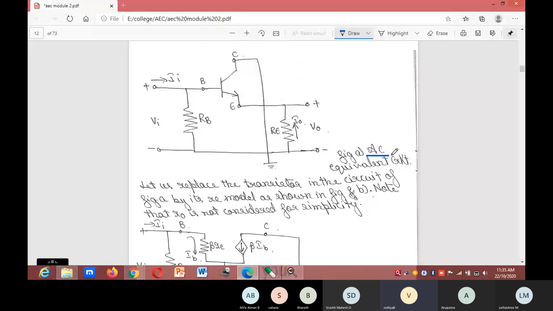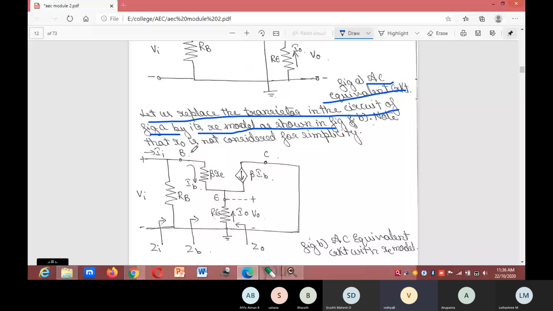This figure is the AC equivalent circuit. VCC we have made ground here and the capacitors we have made short circuit. Let us replace the transistor in the circuit of the figure by its re model as shown in the figure. We will add the re model. This part is the re model, with resistance RB and RE.